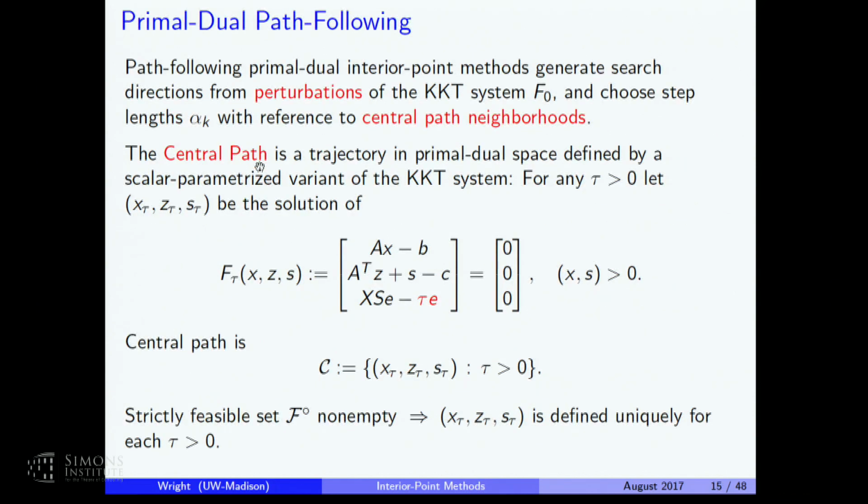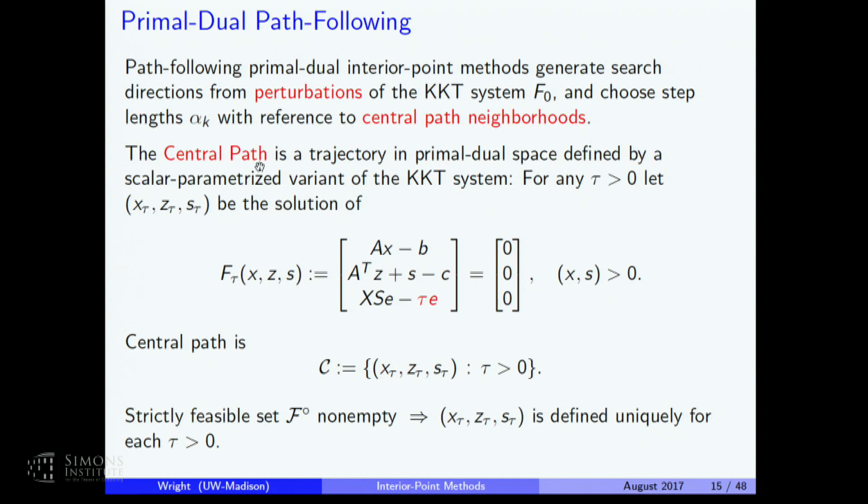Okay, so getting back to path following, which is where I was a few slides ago. So this is a system that we're trying to solve. Actually, I've changed a little bit here. I've perturbed it by this factor here, tau times e. So remember, e is a vector of all ones. Tau is some positive parameter. So that's new here, this thing here. And this thing is kind of the thing that stabilizes a little bit.